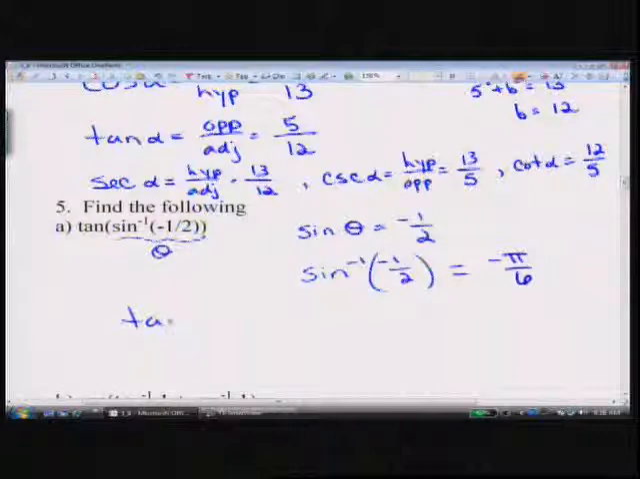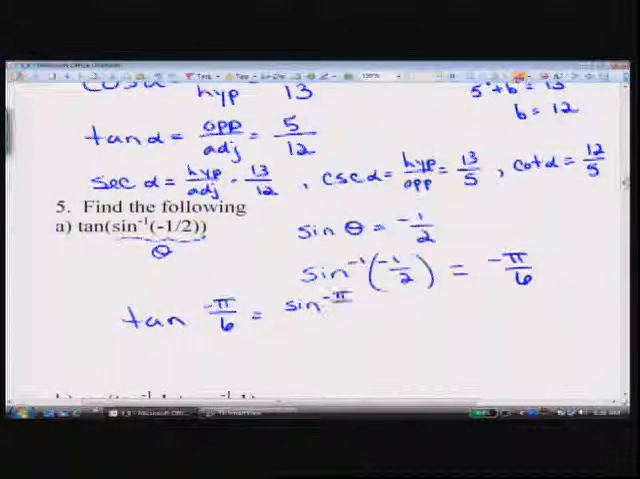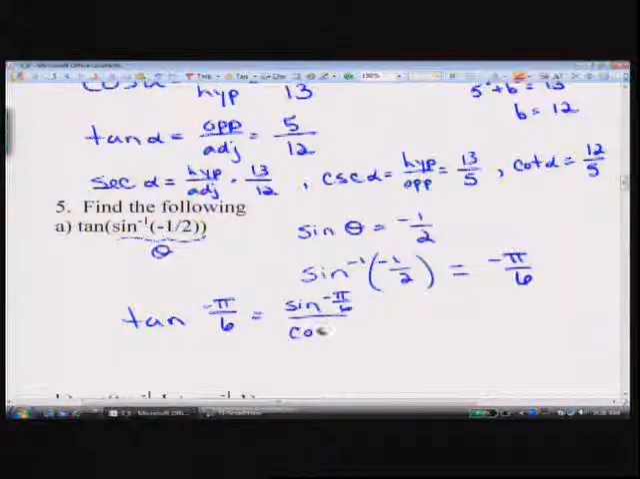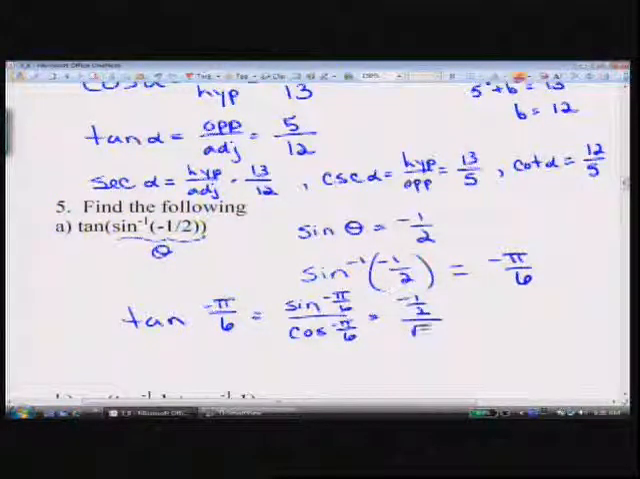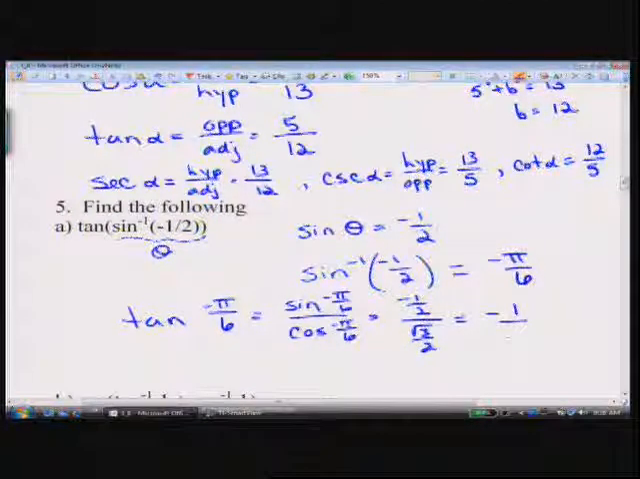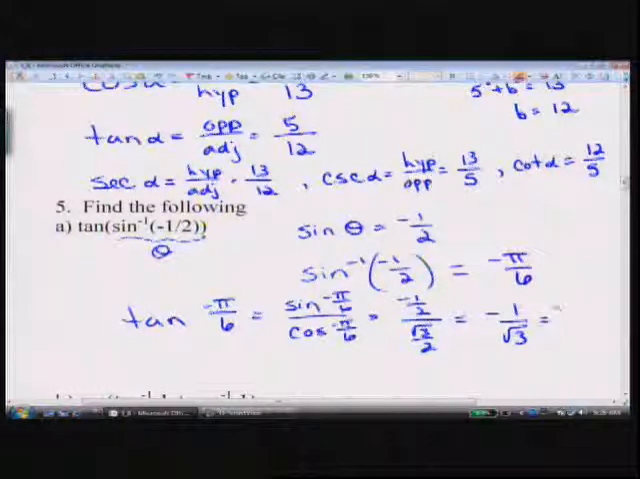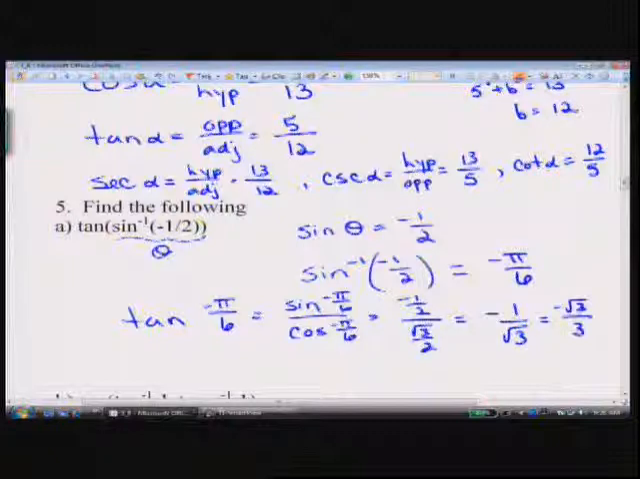And the tangent then of negative pi over 6, tangent is sine over cosine. The sine of negative pi over 6 is negative 1/2. The cosine is the square root of 3 over 2. So this becomes negative 1 over the square root of 3 is your answer, which you can rationalize to be negative square root of 3 over 3 by multiplying top and bottom by square root of 3. Okay?